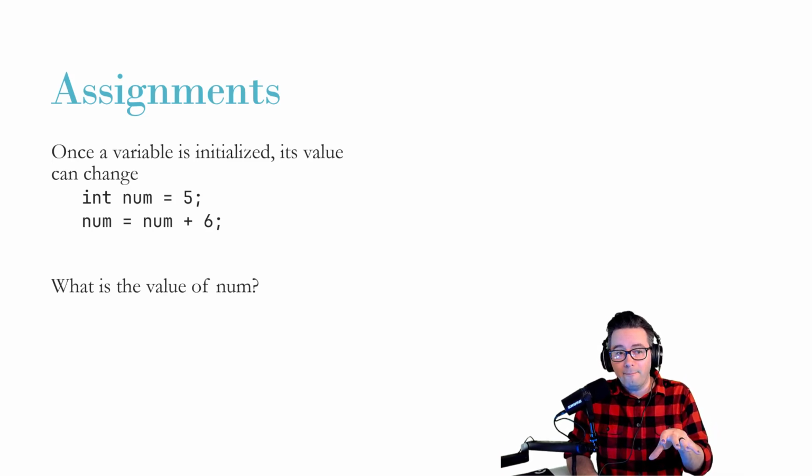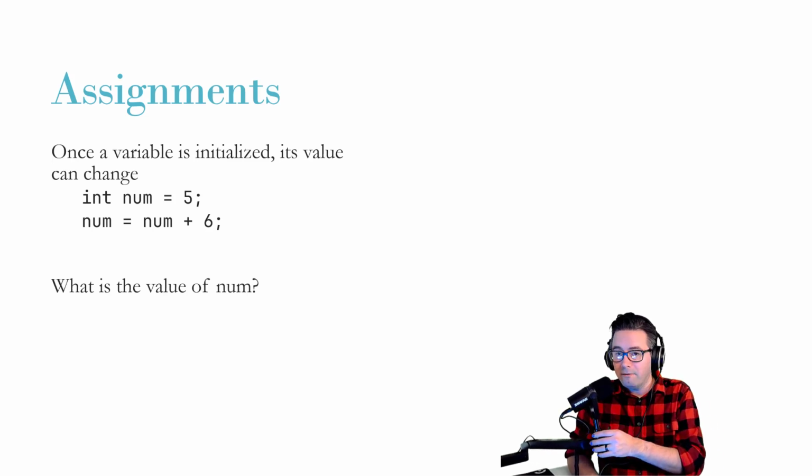And in this program, we can't change the data type of num. We can't change it to a double. We can't change it to a string. We can't change it to a float, whatever. It's an int forever. What's not forever in this specific case is the value.